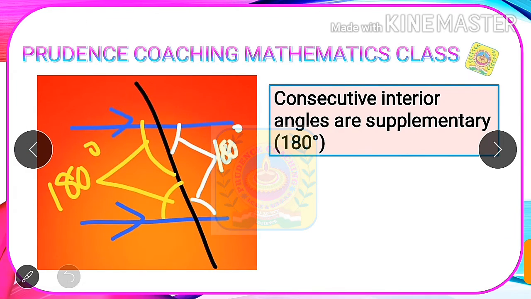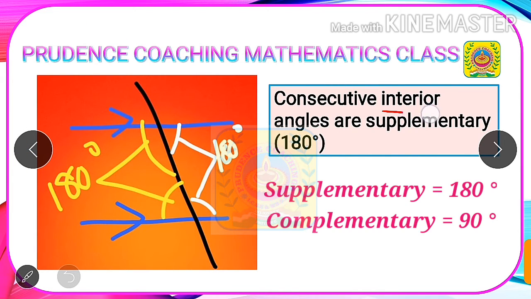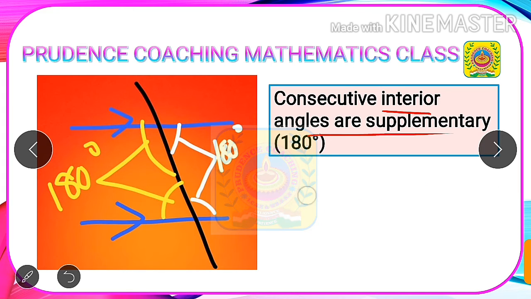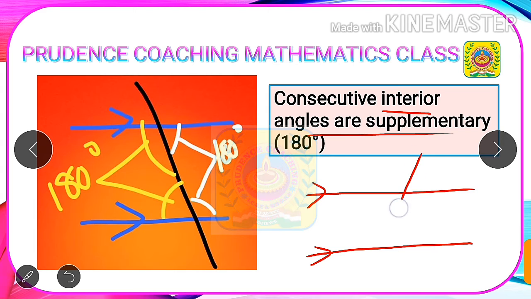Let us see the next property, that is, consecutive interior angles are supplementary. Supplementary means 180 degrees. To understand this particular property, let us draw two parallel lines. These are the two parallel lines, meaning these two lines will never meet each other, no matter how much we extend them. So now let us draw a transversal. This is the line which is passing through these two particular parallel lines, so we will call it a transversal. Now interior angles, so we have 1, 2, 3, 4 interior angles.